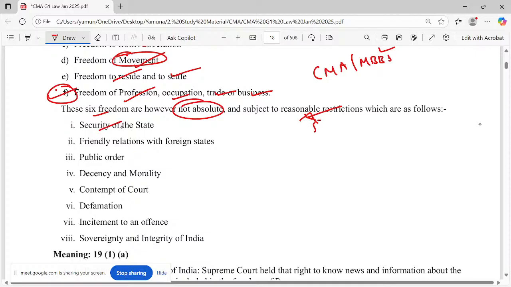Because of the security of state. Friendly relation has to be maintained. Public order has to be maintained. Decency and morality has to be maintained. It should not be a contempt of court. Courtல வந்து நோட்டிபிகேஷன் அனுப்புறாங்க, அதை நம்ம ஃபாலோ பண்ணணும். We are respecting the court, right? And defamation போயிடக்கூடாது. Incitement to an offense, sovereignty or integrity of India.